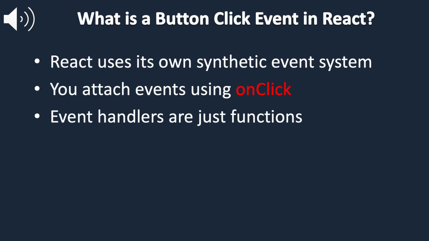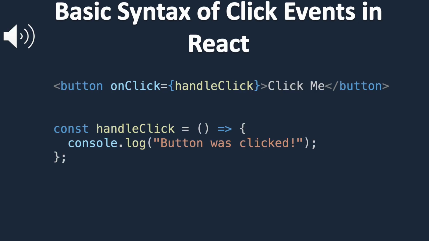So, what is a button click event in React? Unlike traditional HTML and JS, React uses something called the synthetic event system, a lightweight wrapper around the browser's native events. You don't need addEventListener or any DOM juggling. Just add onClick equals myFunction to your button and you're done. And that myFunction, it's just a regular JavaScript function you define in your component. Easy, right? Here's what that looks like in code.